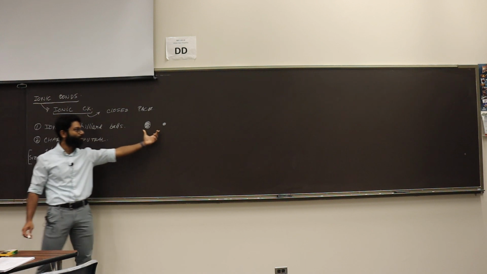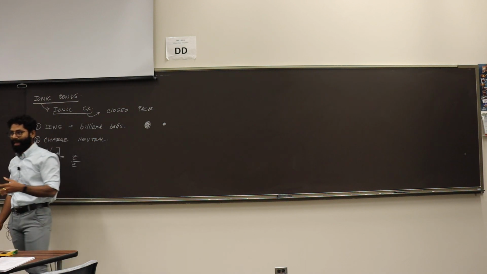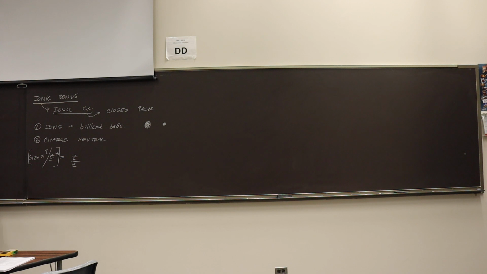So which of these two billiard balls is more likely to be a cation, and which is more likely to be an anion? Think through an example, and take an isoelectronic species. Let's suppose we take an Na plus and an F minus. Think about that. So what's the Z star for Na plus? 11.